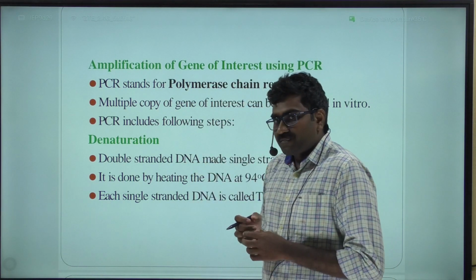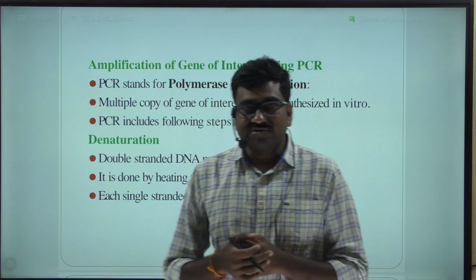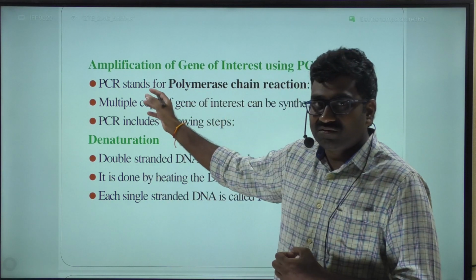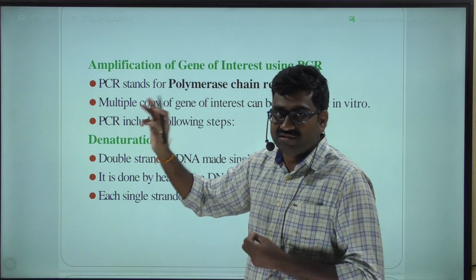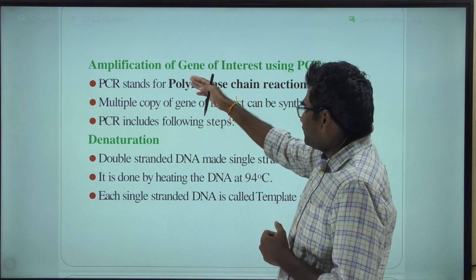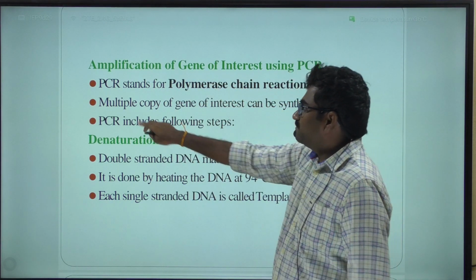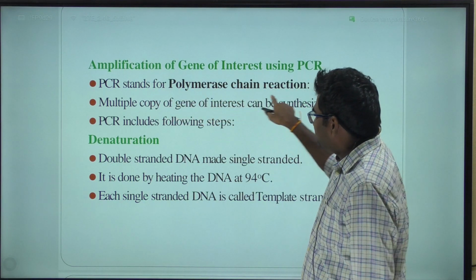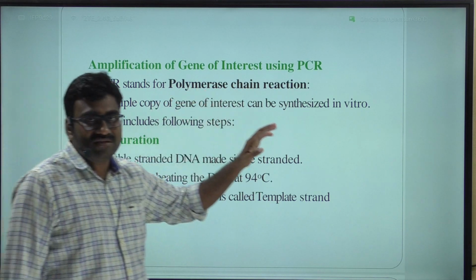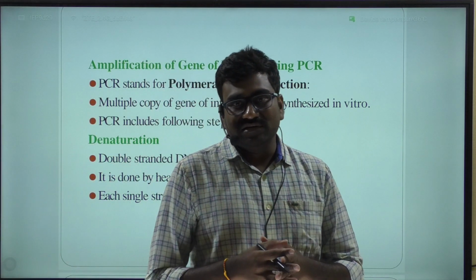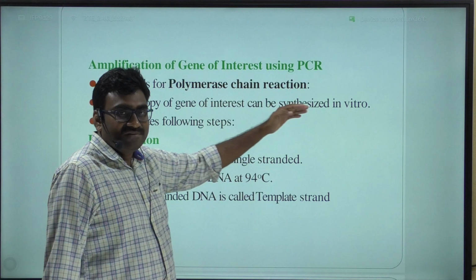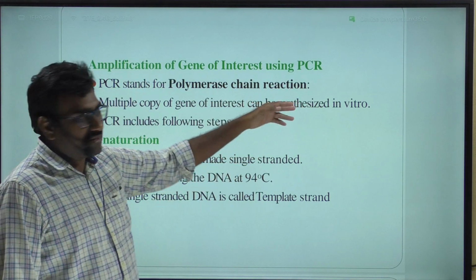So here PCR acts like a Xerox machine to produce billions of copies of the gene of interest, and it is a 2025 NEET question. So the examiner asked very logically. Now let us see amplification of gene of interest using PCR. PCR stands for polymerase chain reaction, and it was discovered by Kary Mullis in the 1980s. Multiple copies of the gene of interest can be synthesized in vitro. In vitro means in laboratory conditions.